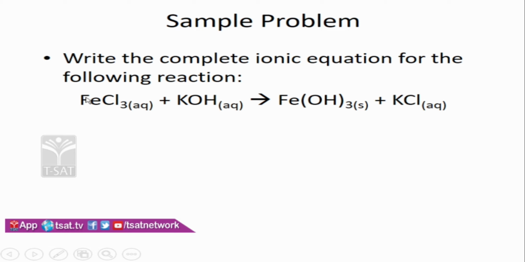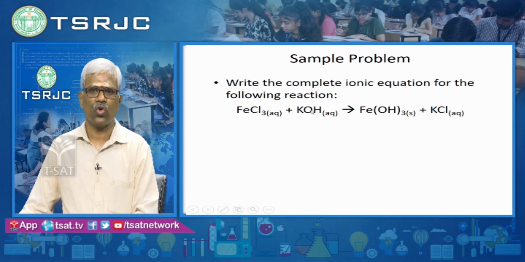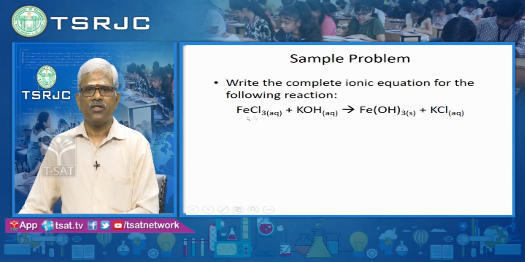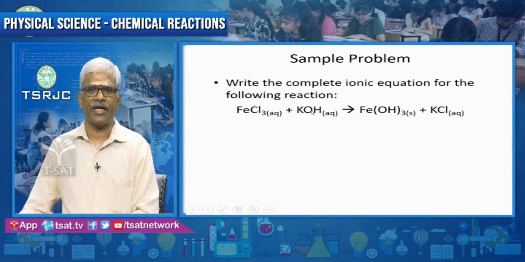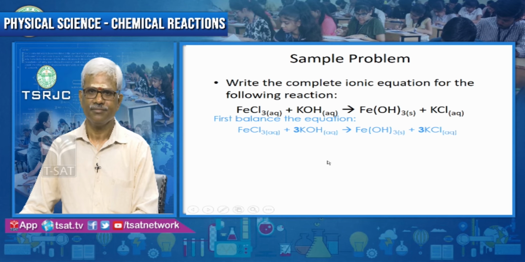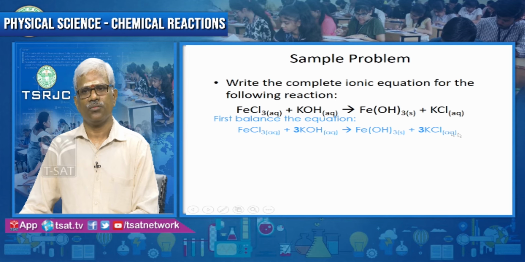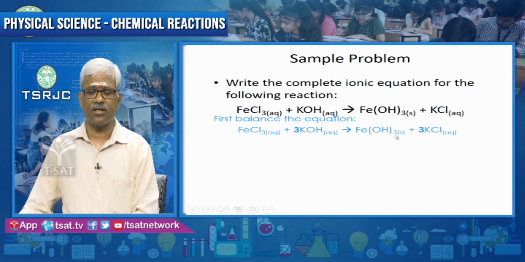Here, iron chloride. Iron is a metal, so it is a cation, positive charge, chlorine negative, and potassium K plus, hydroxyl ion OH minus. So, Fe plus always attracts the hydroxyl ion, not the potassium. Now, balance the equation. Write the products after observing the reactants, predict the products, then balance the equation.